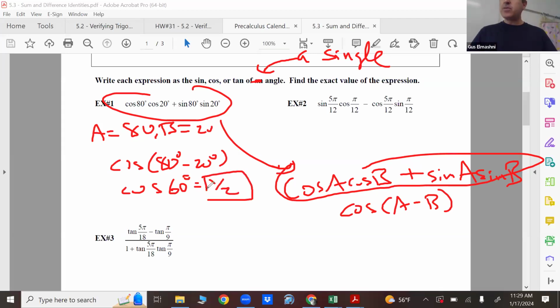Did you guys get a filled-out unit circle, or do you have to make your own unit circle? Okay. I'll give you a blank that you can fill out.